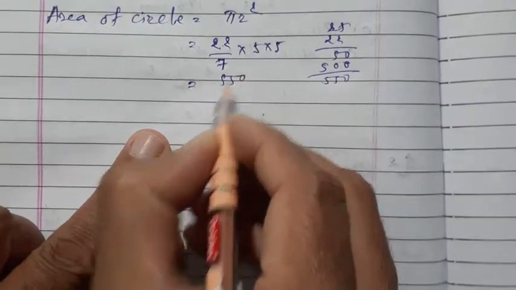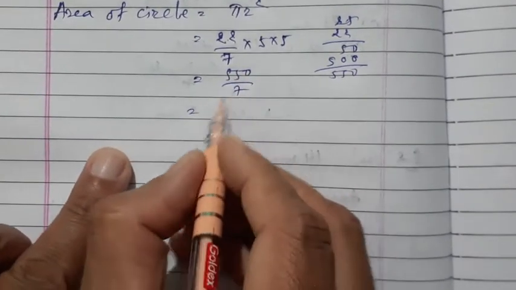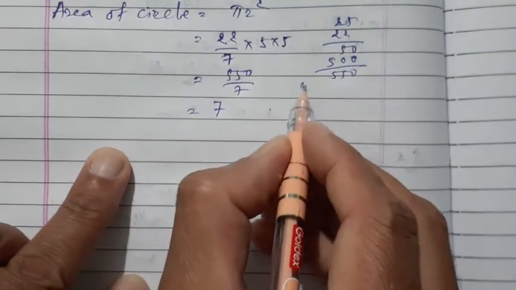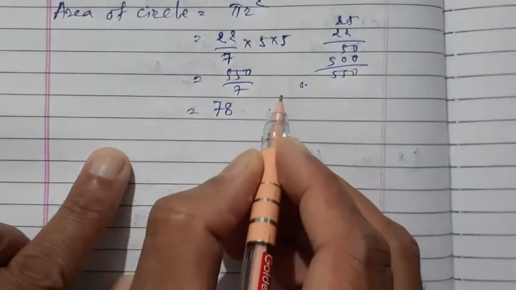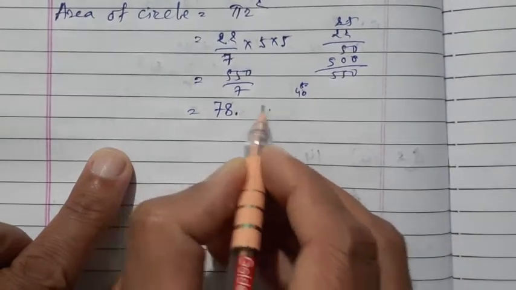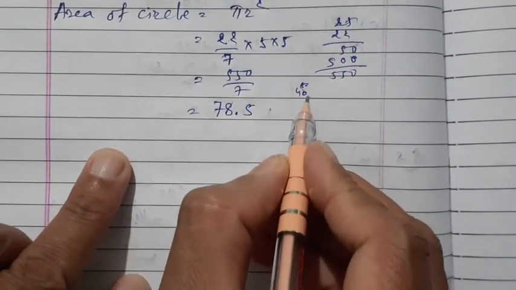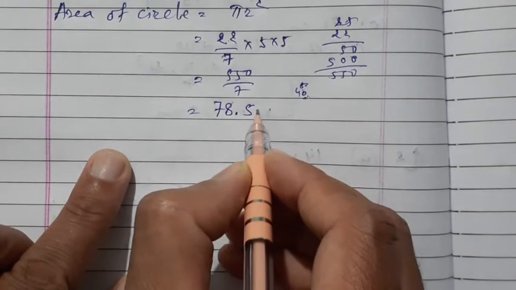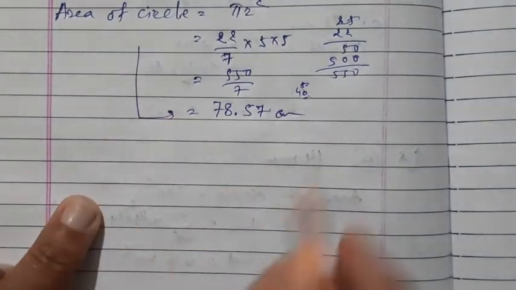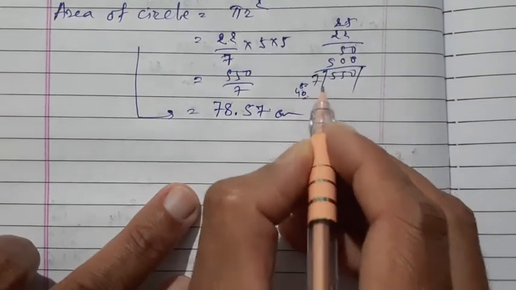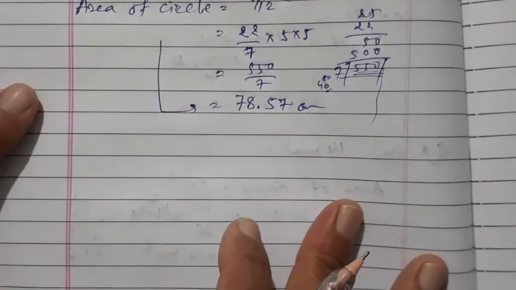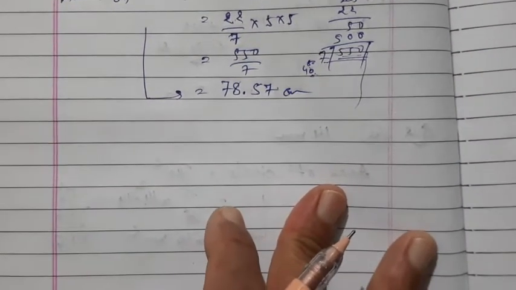So 550 divided by 7, 7 sevens are 49, then 60, 8 sevens are 56, then 4, 0. Centimeter square. Just do the division here, 550 divided by 7, and find out the answer. That's your answer. Now read the third question.